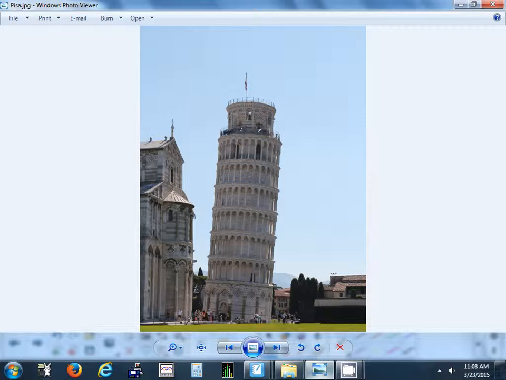Some people said, well, why didn't they just straighten the whole thing out? Well, then it wouldn't be the Leaning Tower of Pisa. So they still kept it at an angle, but it's a little bit more stable. Has anybody ever been to the tower or seen it?